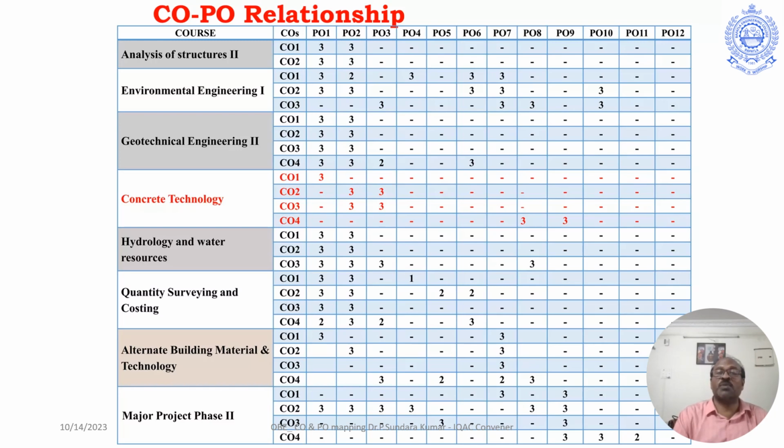In most cases we are providing 4 COs. It is better to keep COs at a minimum or maximum of 4. That's good for mapping to all 12 POs. Some universities and colleges keep more than 4 or 5, but in my knowledge it is better to keep the COs at 4.